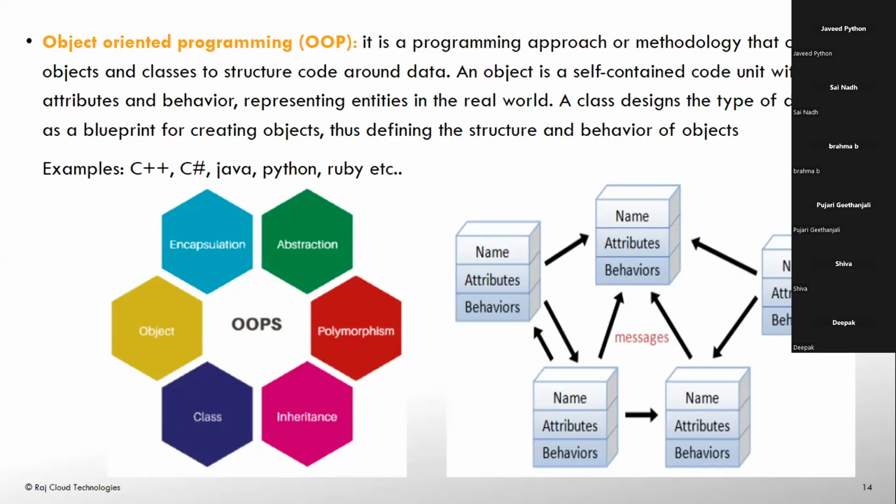So now you understood Python is an interpreted language, a high-level language, an object-oriented language. So it has all three capabilities.